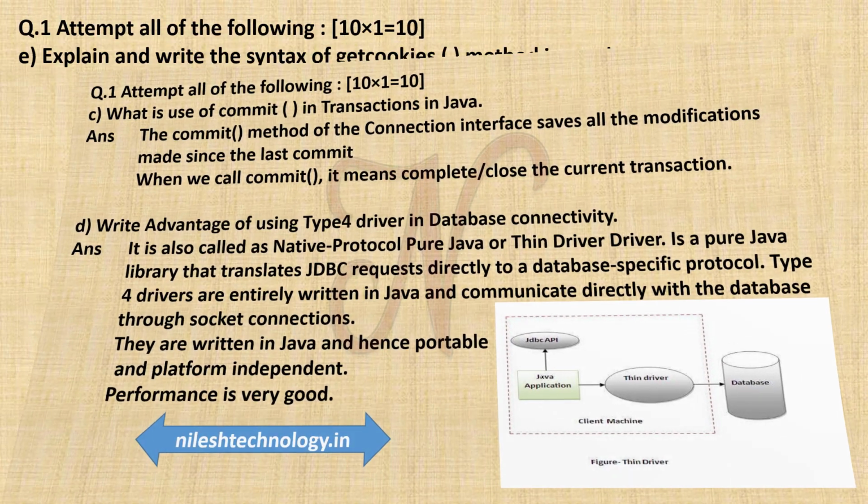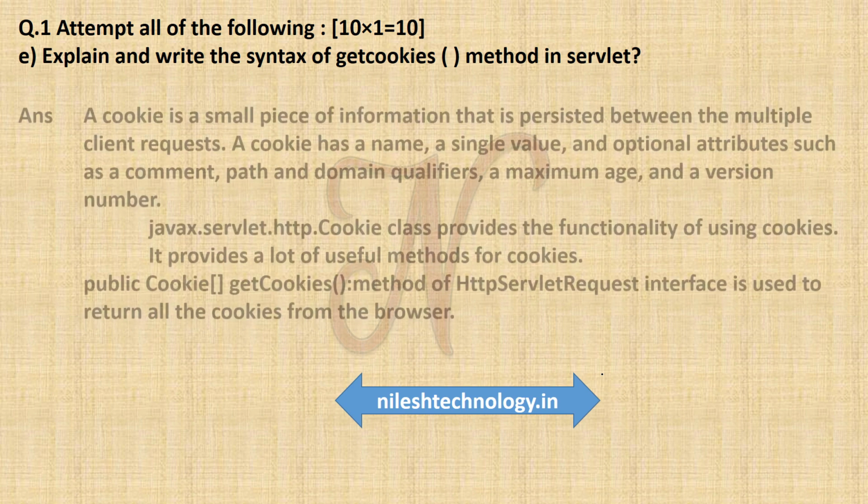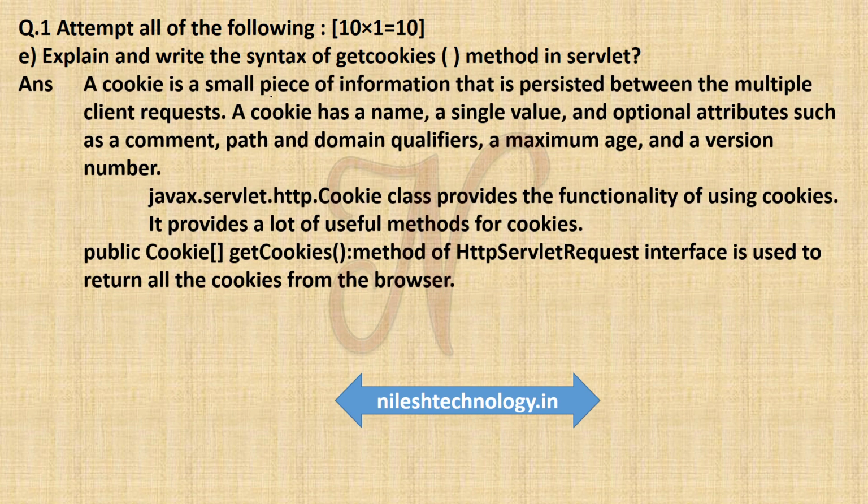Okay. So next one is: explain and write the syntax of the getCookies method in a servlet. See here, what is a cookie? A cookie is a small piece of information that persists between multiple client requests. A cookie has a name and a single value, and there are many optional parameters. The javax.servlet.http.Cookie class provides the functionality of using cookies. This is the method getCookies and the return type is a Cookie array. The method of the HttpServletRequest interface is used to return all the cookies from the browser.